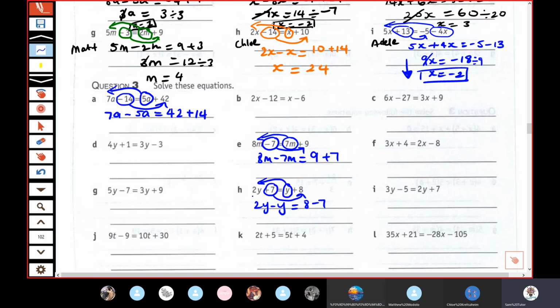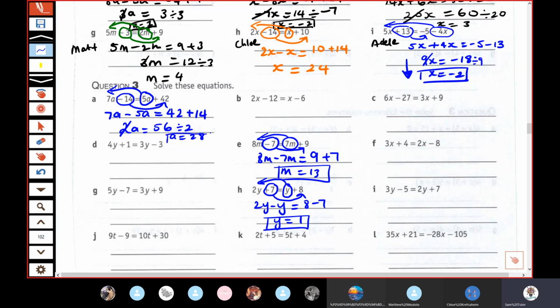All right, I'll just finish these few off. 7 take away 5 is 2a. 42 plus 14 is 56. And then obviously you divide everything by 2. This one, 8 take away 7 is just 1. So that's the answer, done. 2 take away 1 is also 1, and that's the answer. Adele, any questions about the next steps that I'm doing? Or do those ones make sense?